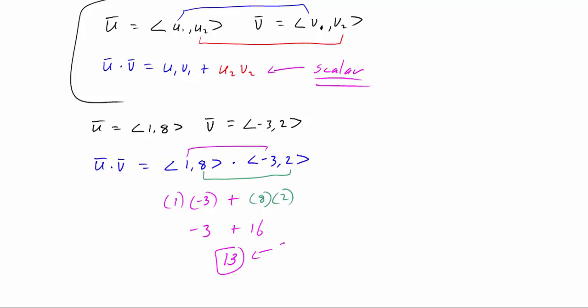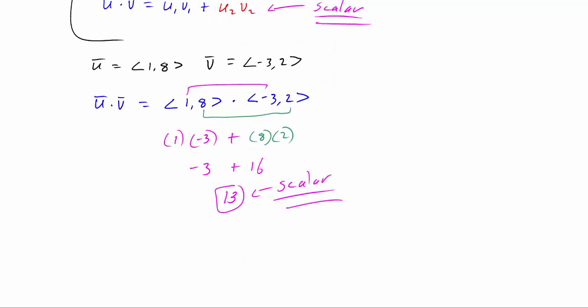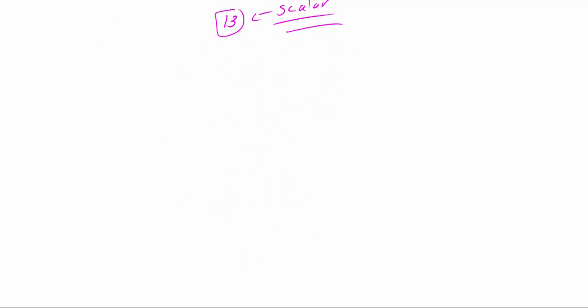And once again, notice the answer is a scalar. In other words, we end up with just a number. So when we use the dot product here, your answer is not a vector, it turns out to be a scalar. So keep that in mind when you are using this dot product.